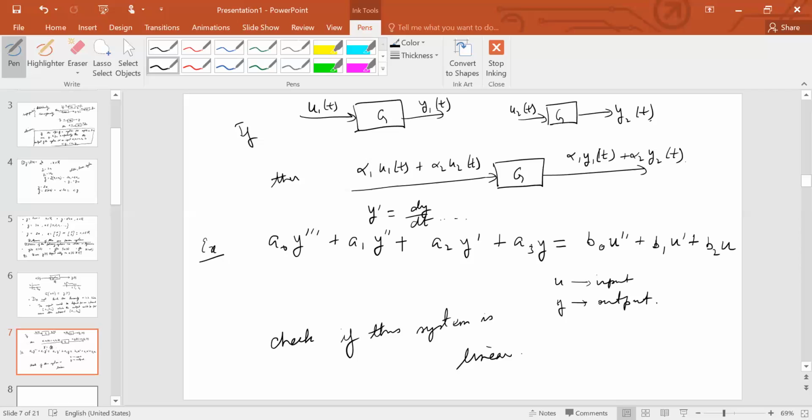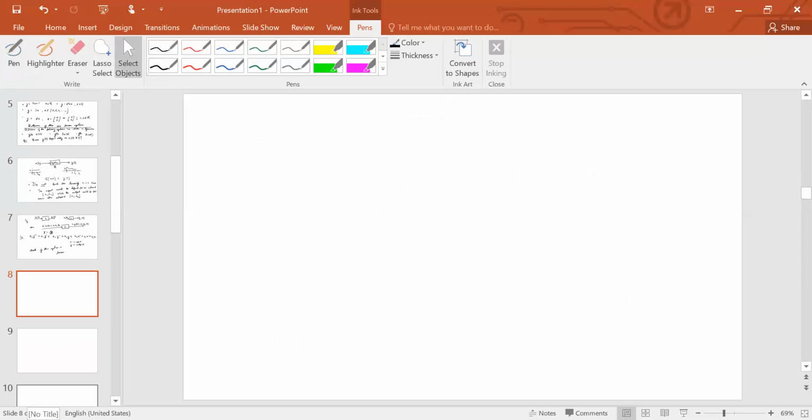So, how do we check whether this is a linear system or not? Yeah, that is the task before us. So, what is it that we need to do? We need to cook up, let's say, two inputs. Let's call them U1 and U2.